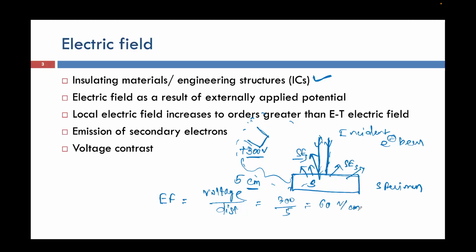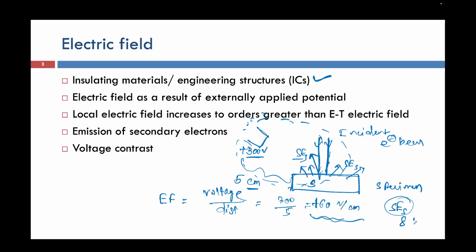This I am talking about in terms of a large scale. If I take this whole picture into consideration, then with this positive 60 volts per centimeter electric field applied, I can extract many of the secondary electrons.